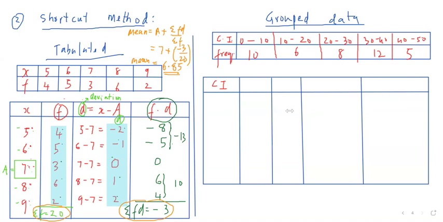Can you hear me? Yes, sir. Okay, so just tell me what I need to write in the class intervals. 0 to 10. Then? 10 to 20. Followed by? 20 to 30. 30 to 40 and 40 to 50. Yeah, thank you. Okay, next is frequency.